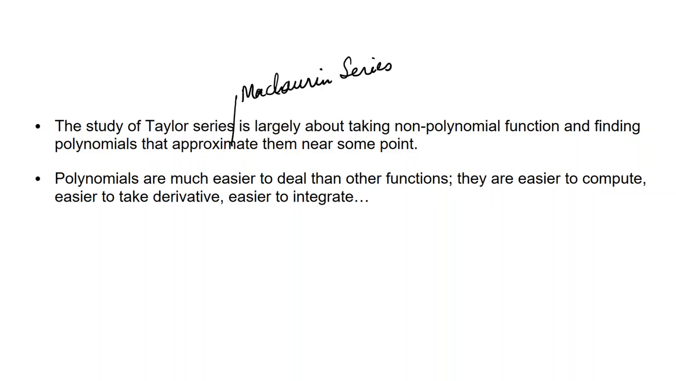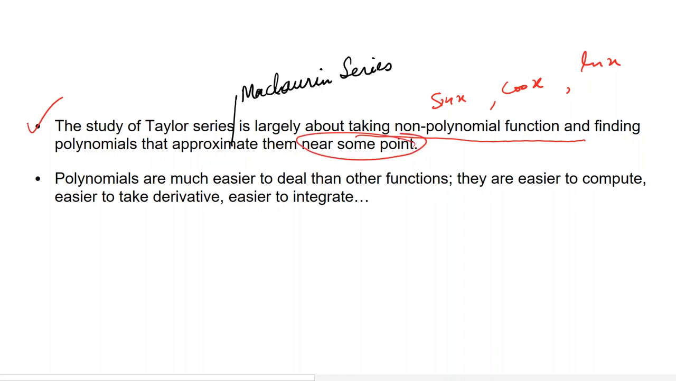So the study of these is largely about taking a non-polynomial function like sine x, cosine x, ln x, etc., and finding the polynomial that approximates them near some point. So why do we need polynomials? Because polynomials are much easier to deal with than other functions. They are easier to compute, easier to take the derivative of, easier to integrate. So that's why we approximate the non-polynomial functions with polynomials.